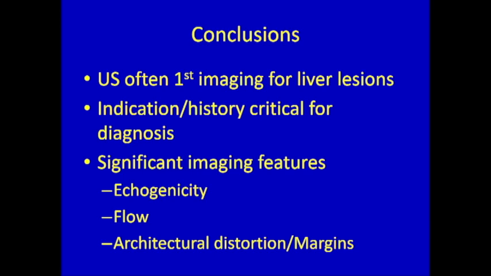All right, so in conclusion, we are the first imaging for liver lesions. I think if we want to make a diagnosis and not just give a differential, we need the indication and the history to be able to narrow things down. The significant imaging features for me are still echogenicity. Remember, you're dealing against a background liver, and hopefully that's normal. The flow is important, and then architectural distortion and margins.